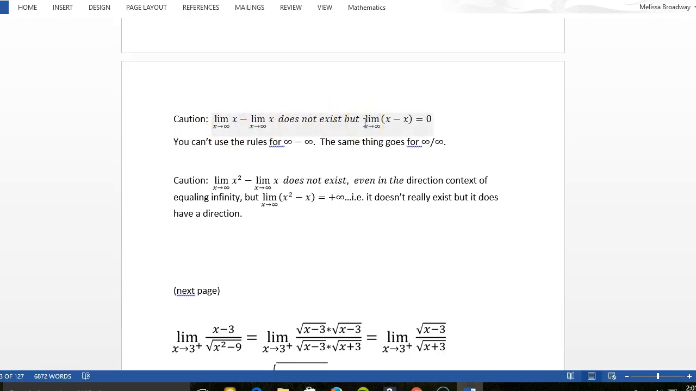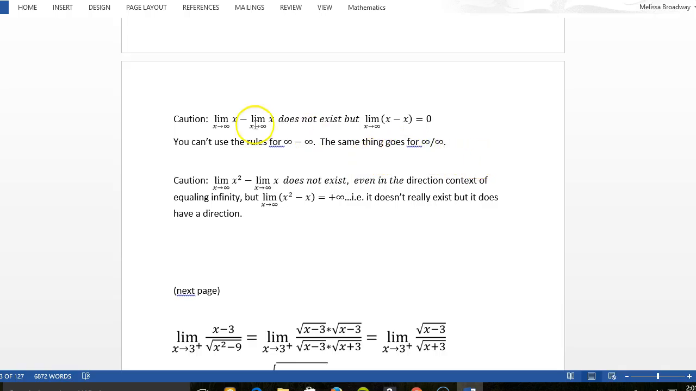The limit of the difference equals the difference of the limits only if both limits are finite or if the infinities have opposite signs. Here they don't. They have the same sign. We don't mess with infinity minus infinity. We leave that alone. You can't use the rules for infinity minus infinity. I never ever claimed that you could in the first place.